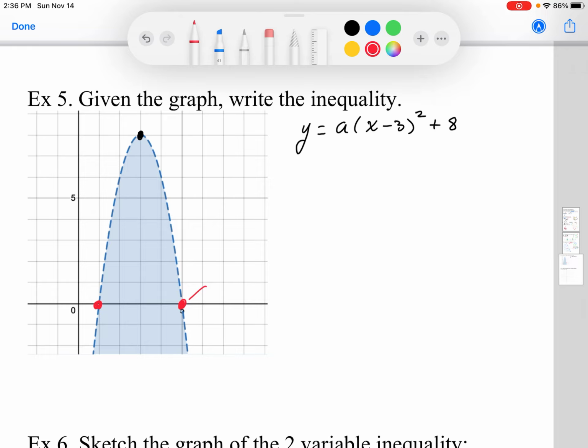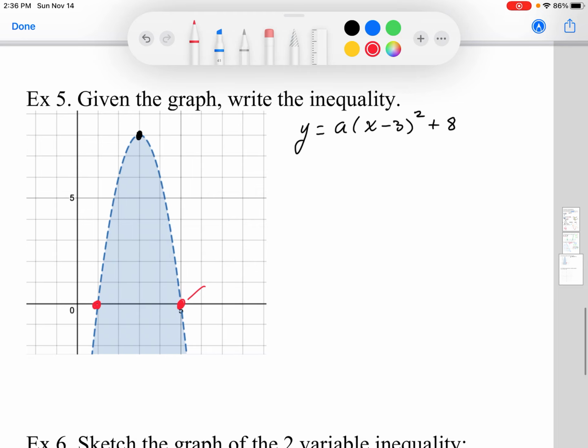I can use one of the zero coordinates or any other coordinate, but those ones look very convenient. I'm going to use this one here, which looks like it's at 5 and 0. I could have used 1 and 0 as well, but I'll use 5 and 0, so I plug 5 and 0 into my equation. I'm left with the a value to solve for. I subtract 8 from both sides. 5 minus 3 squared is 4, so I get negative 8 equals 4a, so a is equal to negative 2.